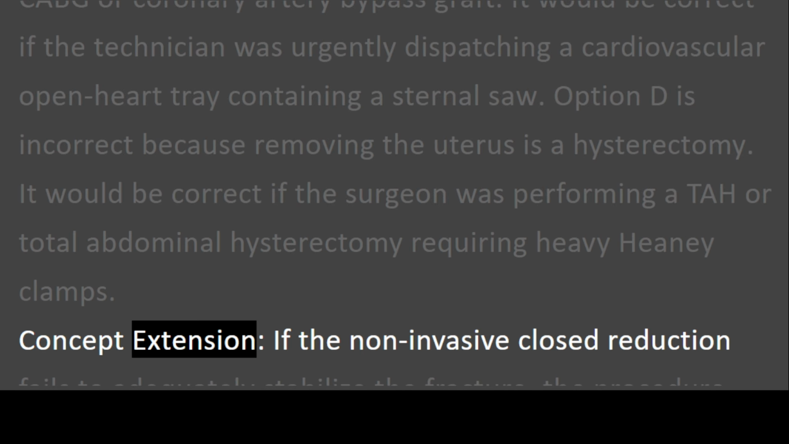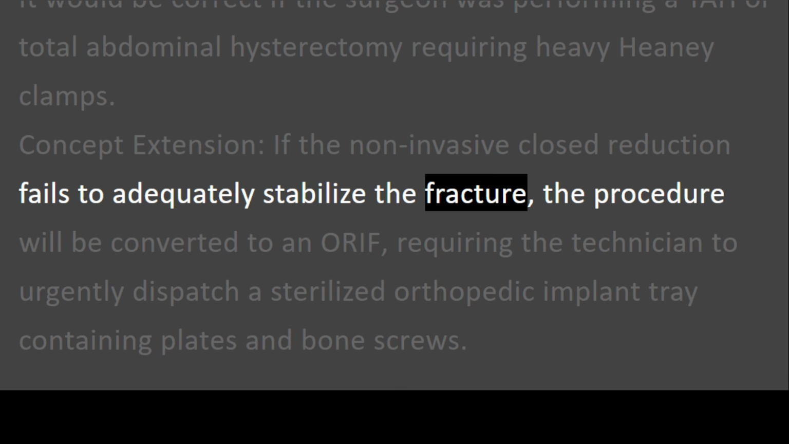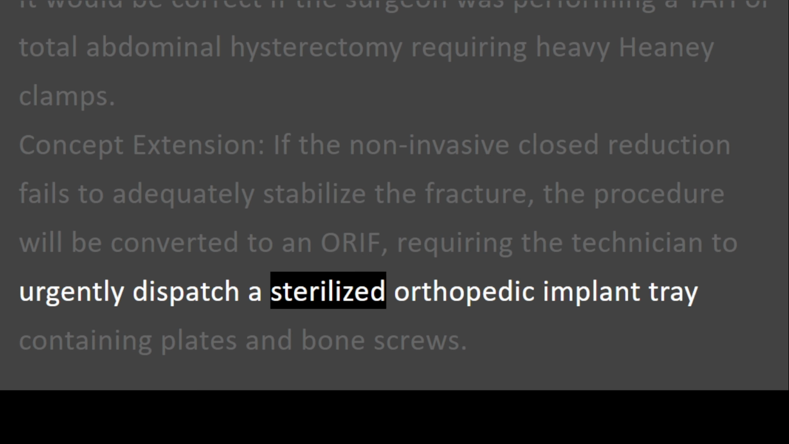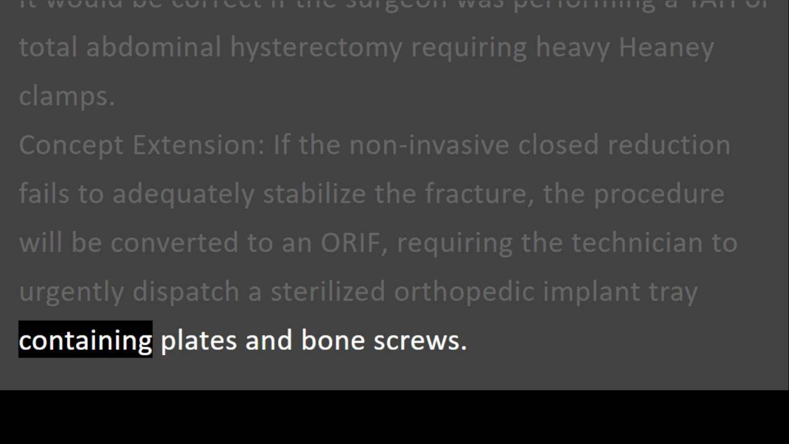Concept extension. If the non-invasive closed reduction fails to adequately stabilize the fracture, the procedure will be converted to an ORIF, requiring the technician to urgently dispatch a sterilized orthopedic implant tray containing plates and bone screws.